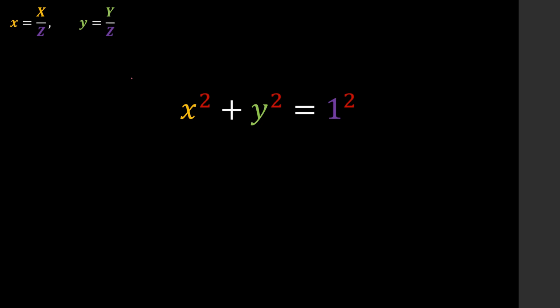Now the reason I've switched to this equation here is because this allows us to get a very special insight on our equation, and it's related to a circle. And the reason it's related to a circle is because x squared plus y squared equals 1 squared is specifically the equation for a circle of radius 1.